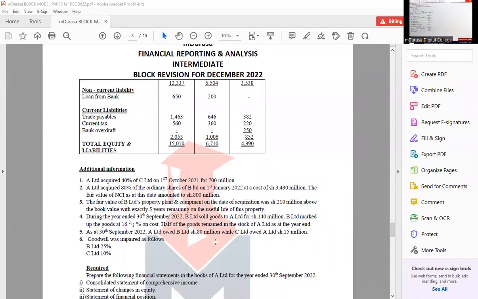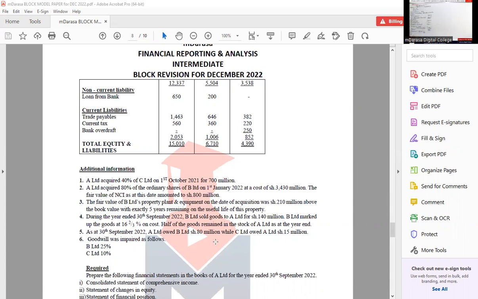Jump straight to question note 6. Goodwill was impaired as follows: B, which is our subsidiary, 25%, and C, which is our associate, 10%. So for the subsidiary, I'm having 25% times 180. So basically, this should give us a total of how much? 0.25 times 180 should give us 45. So basically, this should give us 45. That is our impairment loss.